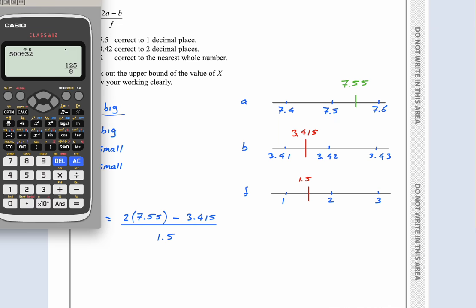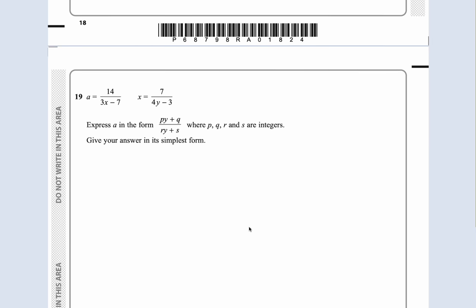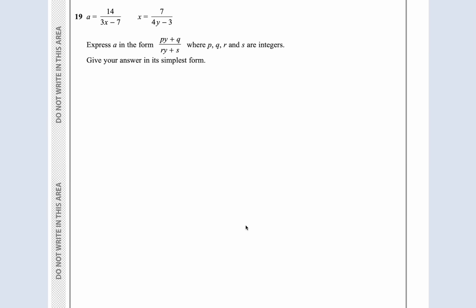Put this into your calculator: 2 times 7.55 minus 3.415 divided by 1.5, and I get 7.79, which is correct. So this is 7.79. Okay. Next question, 19.